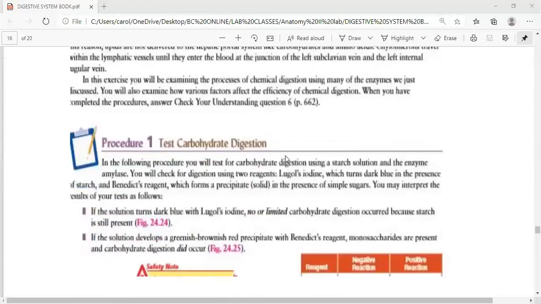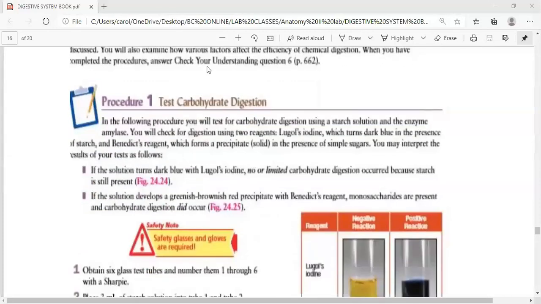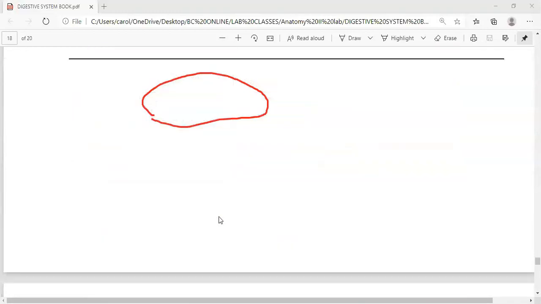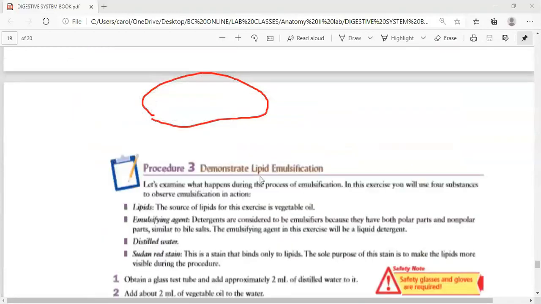So if we scroll down right here, tests. There are going to be 3 tests in here. One of them is the carbohydrate test. The other one is going to be the protein test right here, a test for protein digestion. And then the other one is going to be for lipid digestion right here, lipid emulsification.